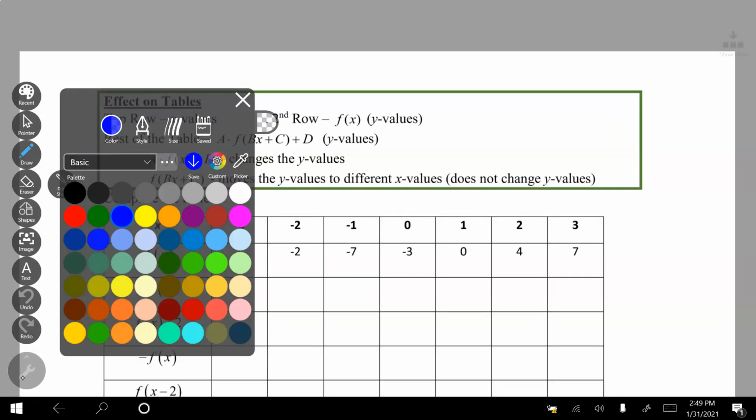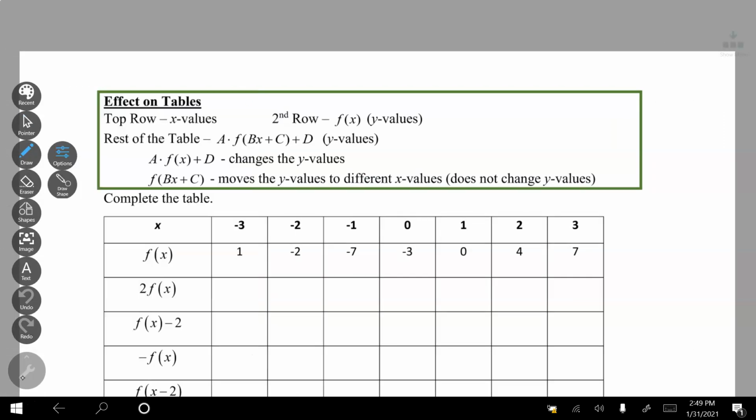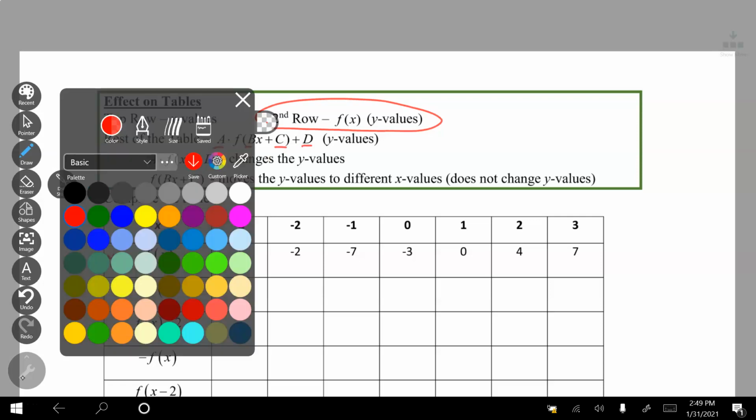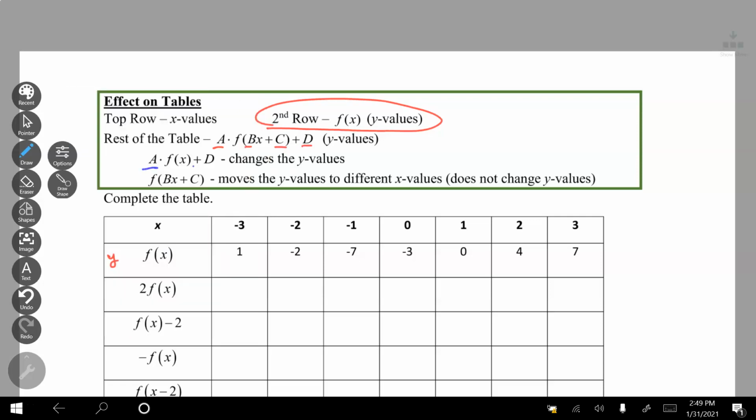Well, first off, the whole idea is that the top row is x values, and this second row are y values. This whole row are y values. And when we do the four letters A, B, C, and D, A and D are on the outside of the parentheses, outside the function. They change y values. That means when I have the letters A and D, I will be changing these y values that you see here, 1, negative 2, negative 7, and so on.